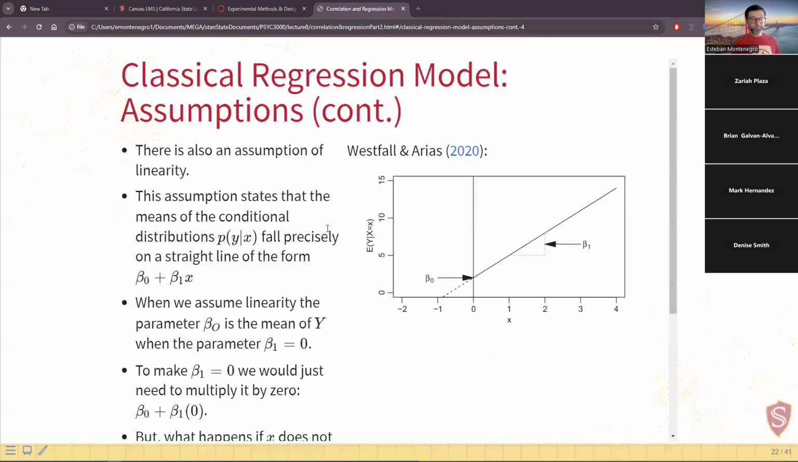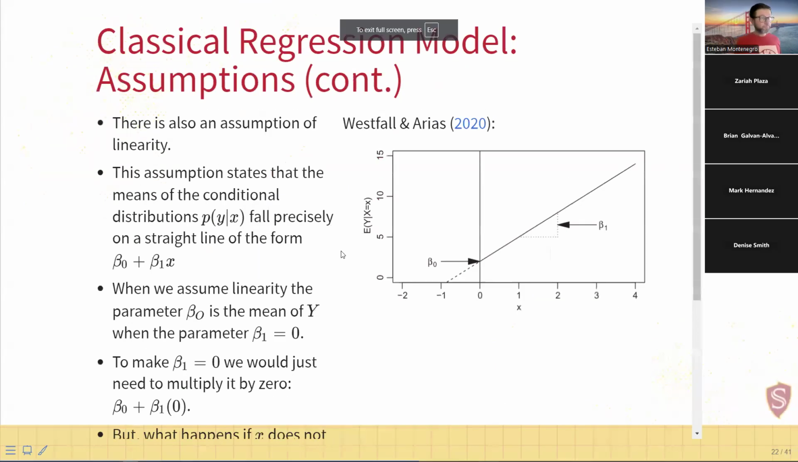Okay, cool. So let me see if you're able to see the screen. Yes, yes, I'm sharing the right screen.